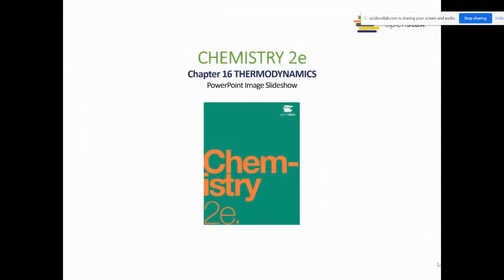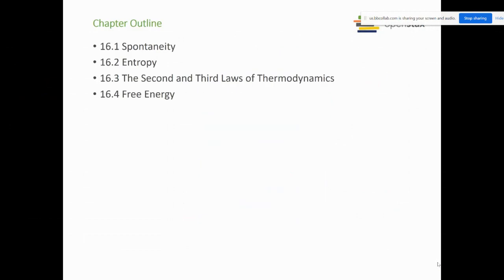So this chapter is only focused on thermodynamics. And the topic that we'll discuss in this chapter is spontaneity, or whether a reaction is spontaneous or not, or whether a reaction is a non-spontaneous reaction. If yes, what about in the forward reaction? What about in the reverse direction? Then we're going to define what entropy is, and we're going to see how entropy dictates whether a reaction is spontaneous or not. Then we're going to talk about the second and third laws of thermodynamics, right?